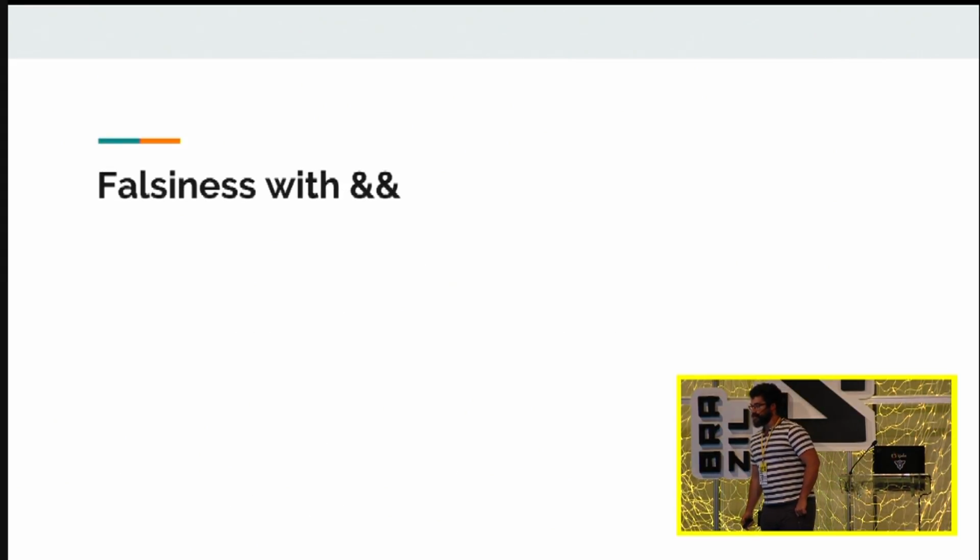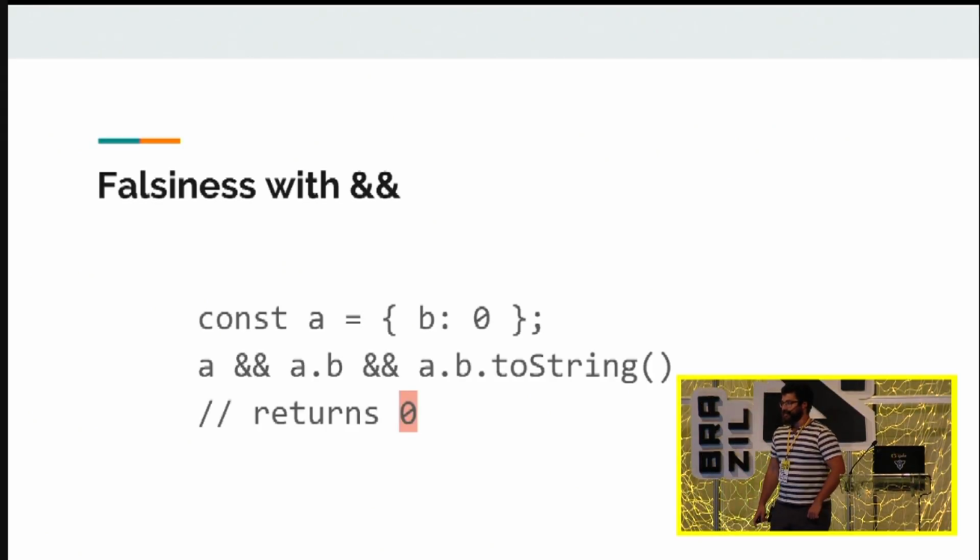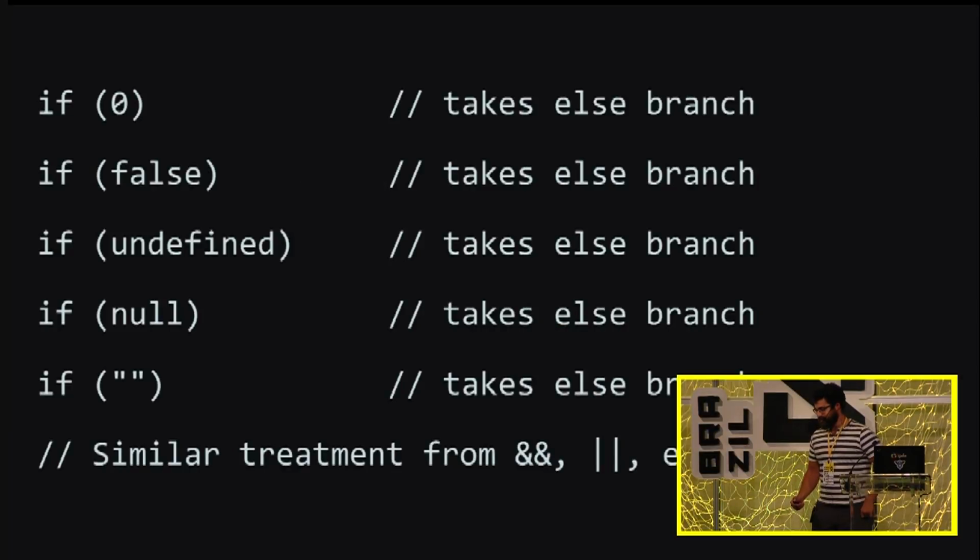But there's a more serious problem, which is falsiness. So if we try to use this and pattern, or the same as if we try to use an if statement, if you do 0 on the left-hand side of and, you're going to get 0. You're not going to get the thing that's on the right-hand side. So even if we're trying to, say, convert the B property to a string if it's there, this is not going to get a string as a result. It's going to get 0 as a result.